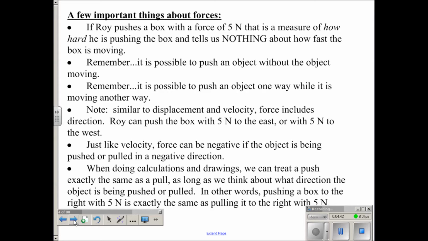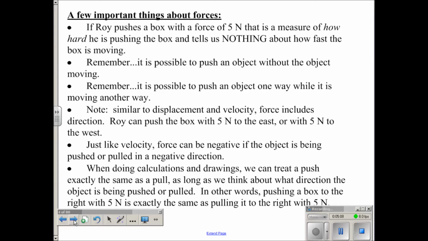Okay? Please do not make the mistake of saying that something moves at 5 newtons. That doesn't make any sense. You push something with 5 newtons. If you want to talk about it moving, then you're talking about velocity, which would be measured in meters per second. So you can say you push it with 5 newtons, or it moves at 5 meters per second. And those are two different concepts. One is about how hard you're pushing it. The other is about how fast it's moving.